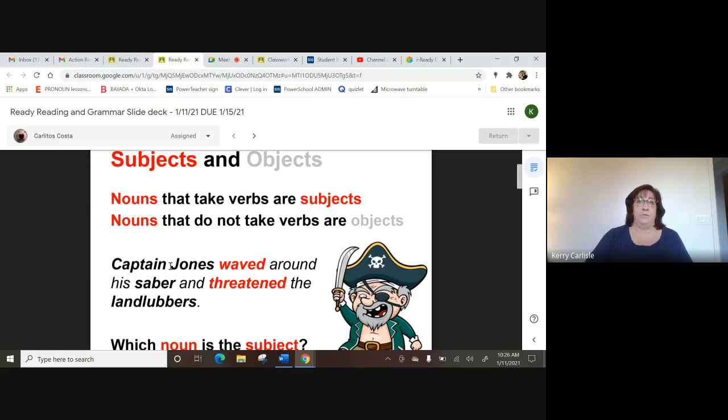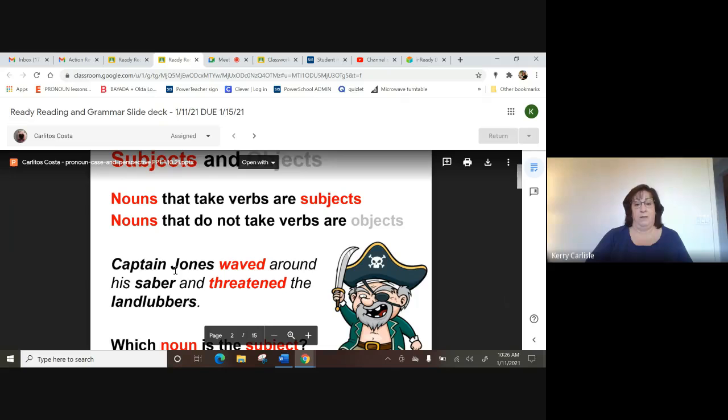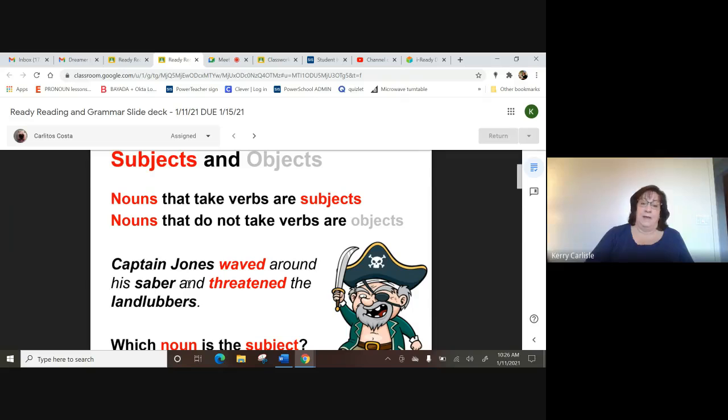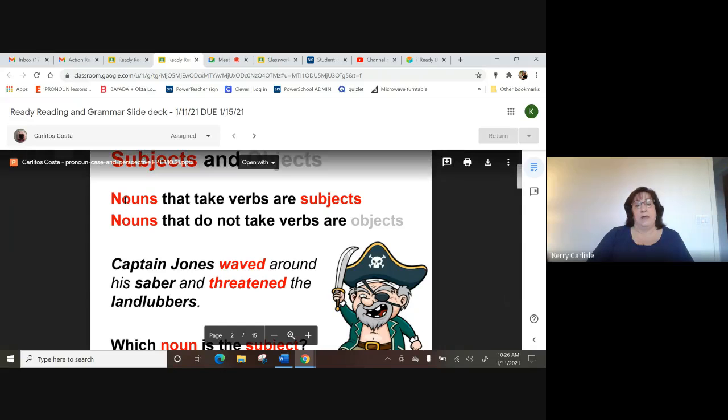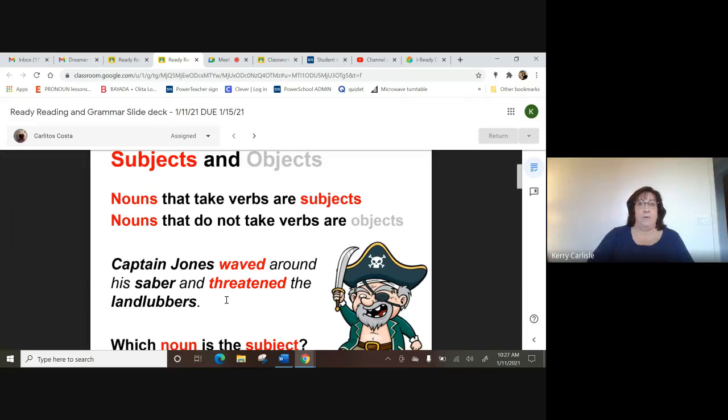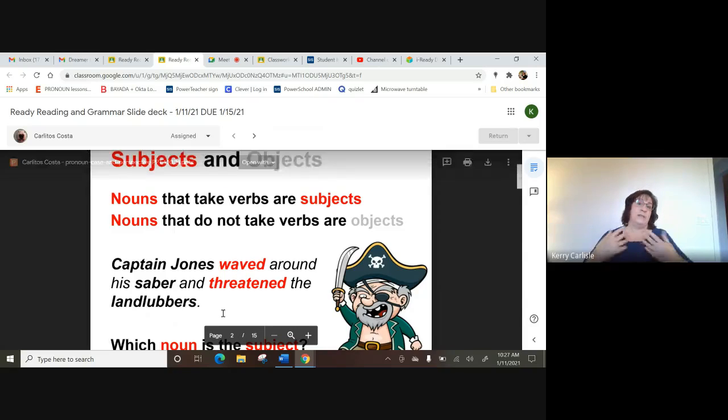If I replaced Captain Jones, I might say he waved around his saber, right? And I might replace saber with it, especially if I'd already said saber once, right? Captain Jones waved around it and threatened the landlubbers. And you could change landlubbers to they and them and threaten them. So getting to know which pronouns come before and after the verb. In this case, they say nouns that take verbs are subjects, and nouns that do not take verbs are objects. My question is, who's doing the action? That's your subject, and it comes before the verb. The objects are going to come after the verb, and they are receiving the action.